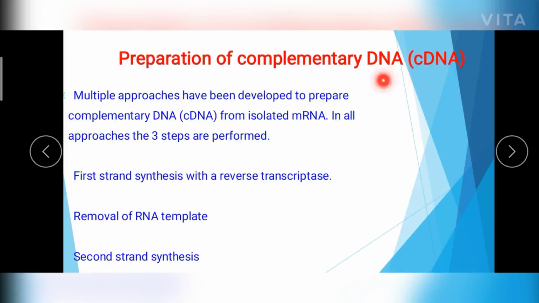The next step is to prepare the complementary DNA from the RNA. Different approaches are there, such as synthesis by means of reverse transcriptase, first strand synthesis. Whatever the approach, the first three steps are common. First, from the RNA, a DNA strand is synthesized by means of the enzyme reverse transcriptase. Then you have a DNA-RNA hybrid. The RNA part of that hybrid is removed by using certain enzymes or by means of alkaline hydrolysis. Then the single stranded DNA is converted to double stranded DNA using polymerases. These are the three common steps seen in all of the approaches.